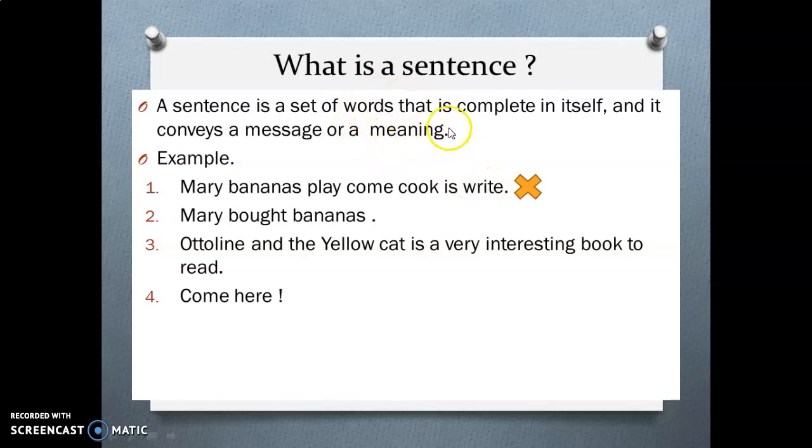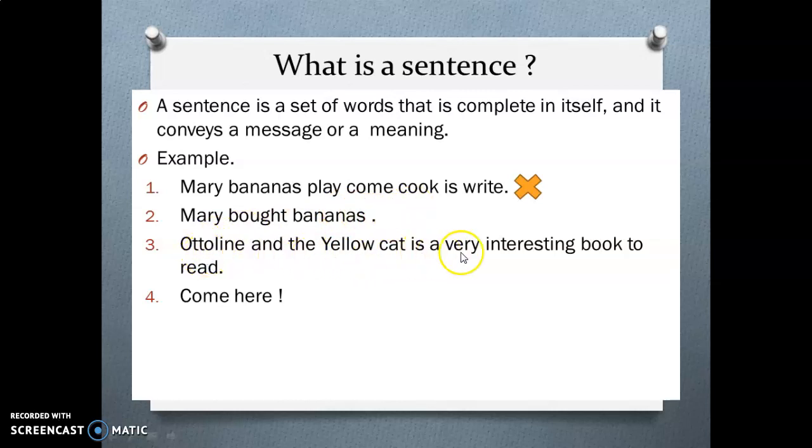When you look back, we will not be able to find the meaning from this set of words. So it is not a sentence. It may look like a sentence, but it has no meaning. And although it is ending with a full stop, it is still not a complete sentence because it lacks meaning. Let's look at number 2. Mary bought bananas. There's a meaning in this sentence. We can tell what happened, so it is a sentence.